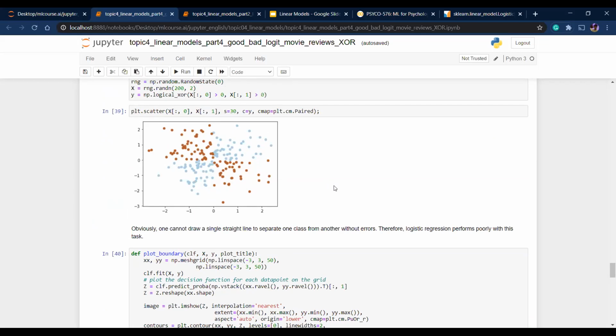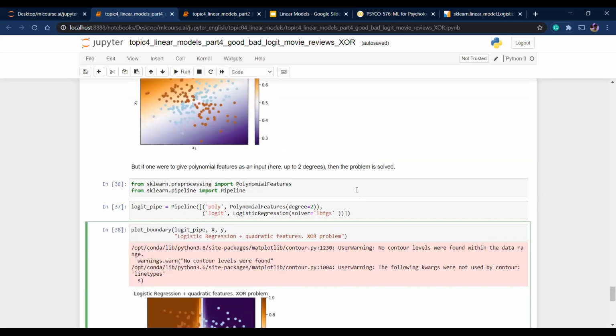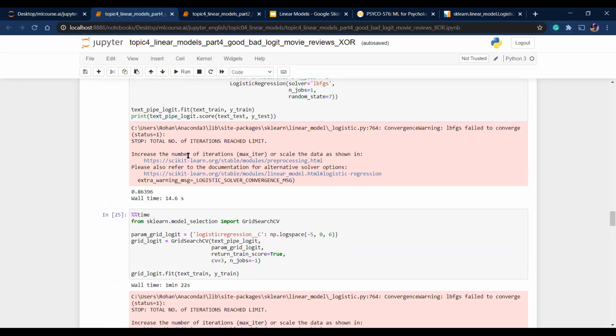So in this notebook, we looked at how we can use logistic regression in practice. We also looked at grid search, hyperparameter tuning, and also polynomial features. So before moving on, I think we're okay on time. We're moving on to the next notebook. I'll look at the chat.